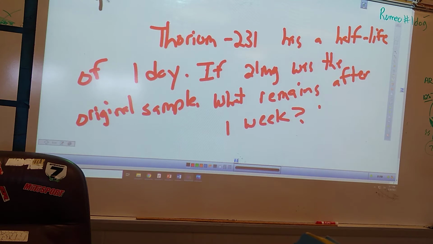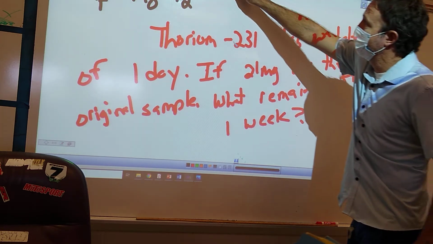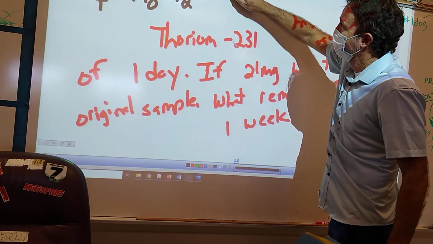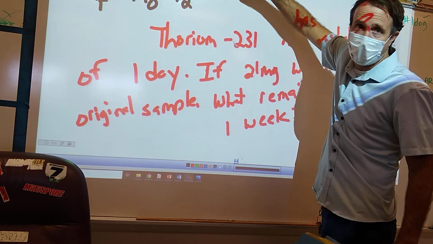The final amount is equal to the original amount times 1/2 to the T over H. All right? In other words, the time that's gone by divided by the half-life. So in other words, this is how many half-lives have gone by.